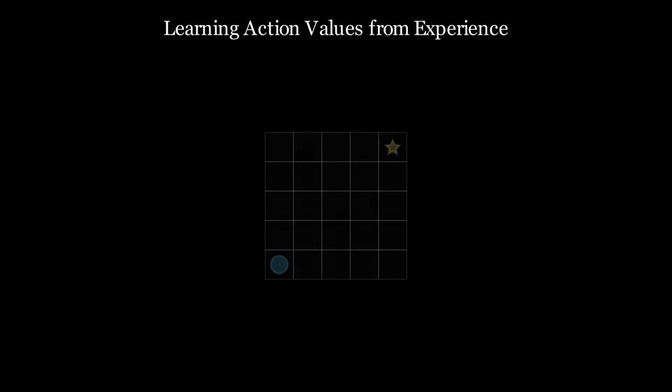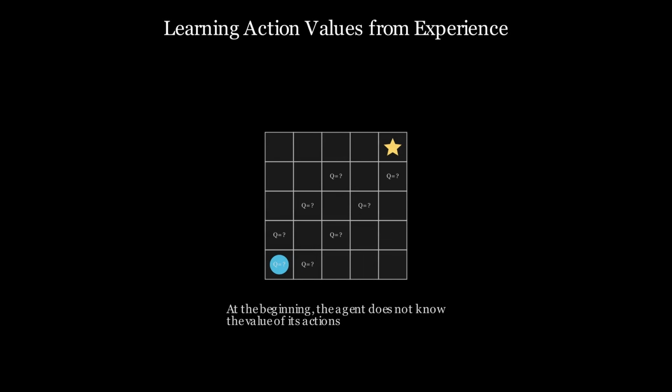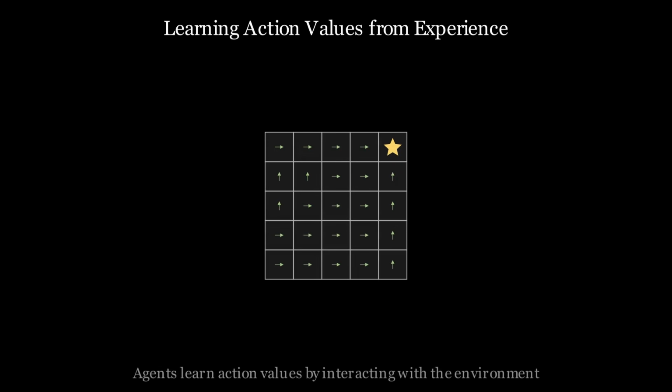Everything we've seen so far assumed we know how the environment works. But what if we don't? At the start, the agent has no idea which actions are good. But as it moves and receives rewards, it starts to form estimates. With every experience, the estimates get a little better. Eventually, the agent learns which actions lead to better outcomes. Agents learn action values by interacting with the environment.